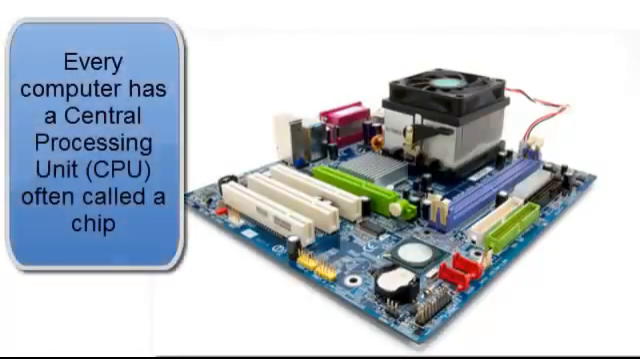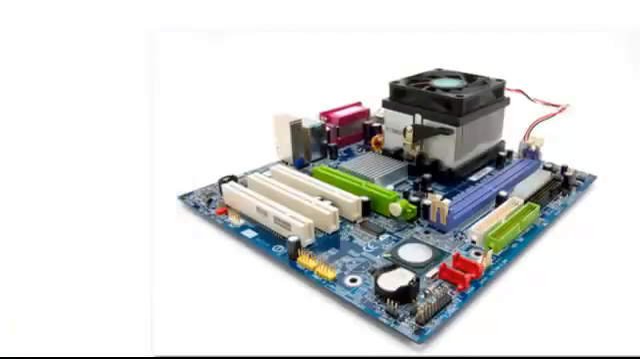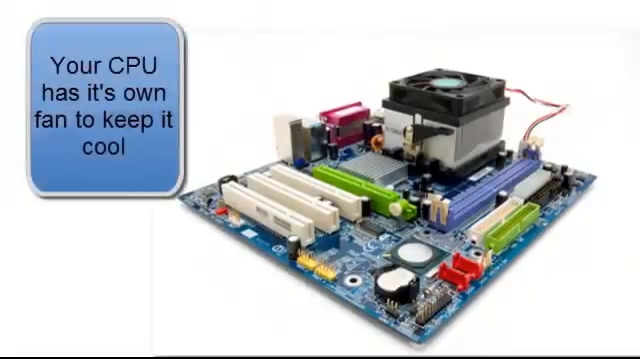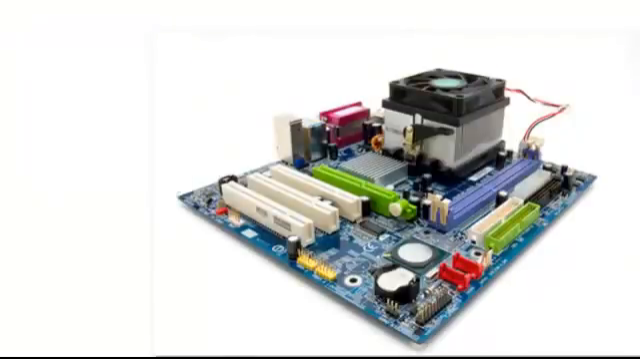Now, the central processing unit, or processor for short, is often referred to as the chip. Now, the chip processes everything through your computer and makes it run. The chip works very, very hard, so it gets very hot, and it's installed with a fan over the top of it to cool it down. And that is the fan that you can hear at times while you're running your computer.